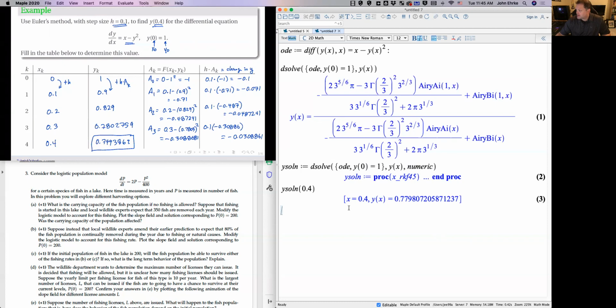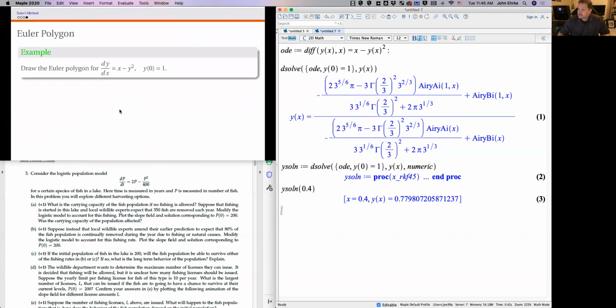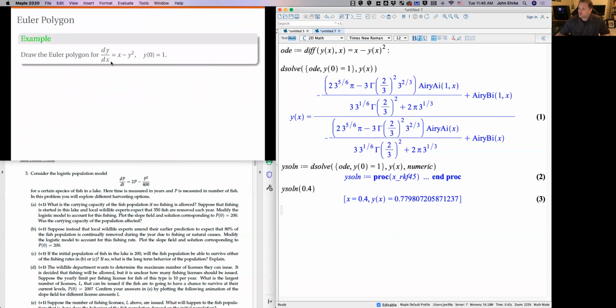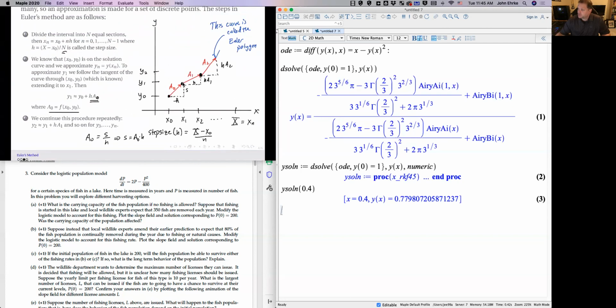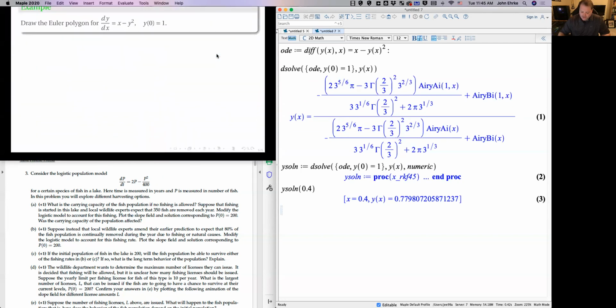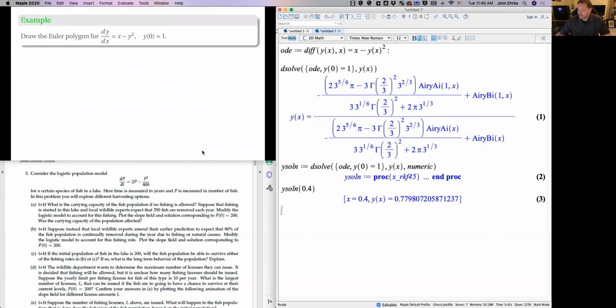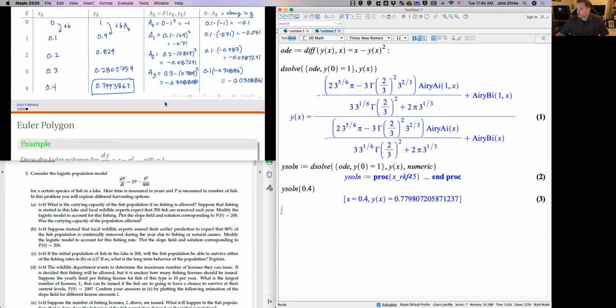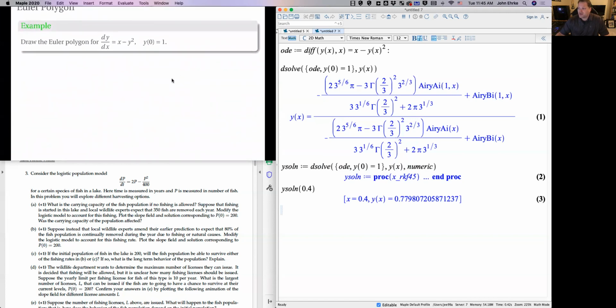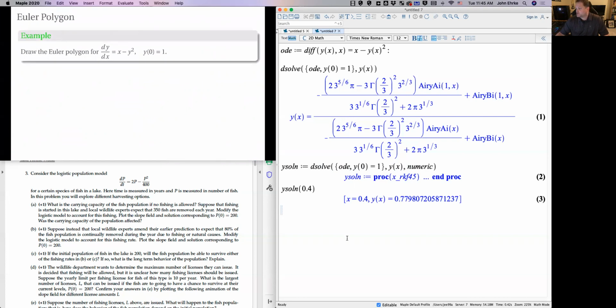Let's plot our Euler method. If you look at the last slide here, it says draw the Euler polygon. Remember, the Euler polygon is just this thing here. We could do this by hand and just create a graph and then plot these data points from the table. So just create a data plot of this is 1 coordinate, this is 2, this is 3, this is 4. You see 5 coordinates here. We could plot those 5 coordinates and just draw the line between them. But I'm going to show you how to draw the Euler polygon in Maple.